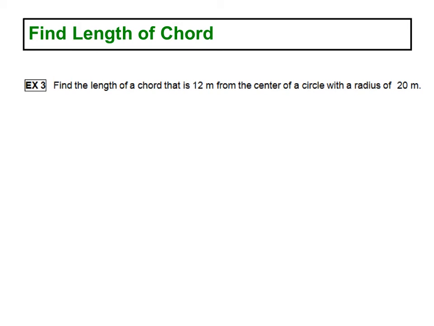All right, our last example, we're going to find the length of a chord with the information they gave us. It says find the length of a chord that is 12 meters from the center of a circle with a radius of 20 meters. So again, a lot of this is making sure that you're drawing the picture and understanding what it looks like. So here is our circle, here's the center.